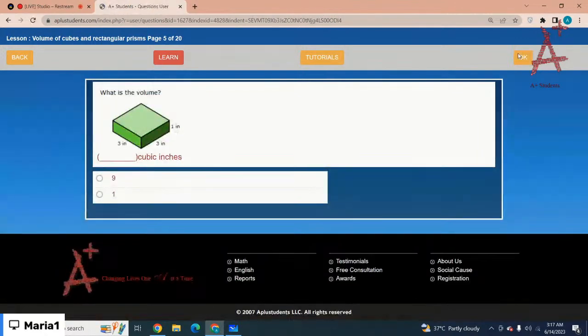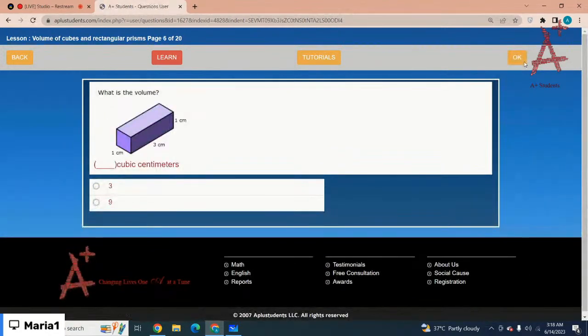Okay, again, what is the volume? So which is the correct option? So it would be 3 times 3 is 9. So the correct option is 9 cubic inches. Got it?